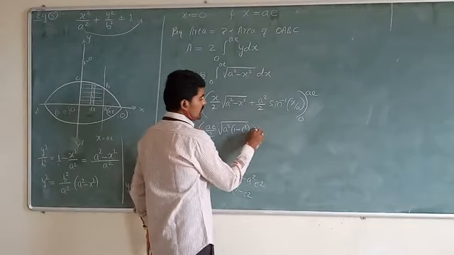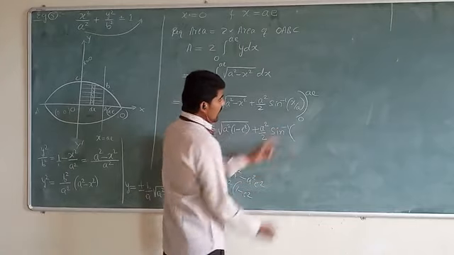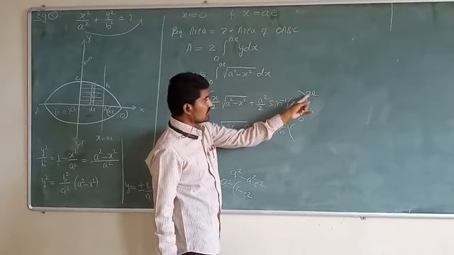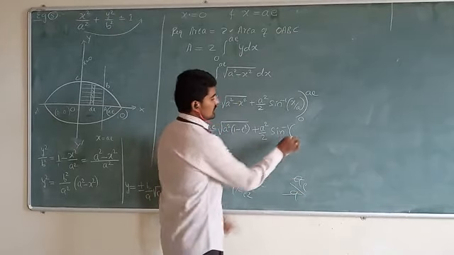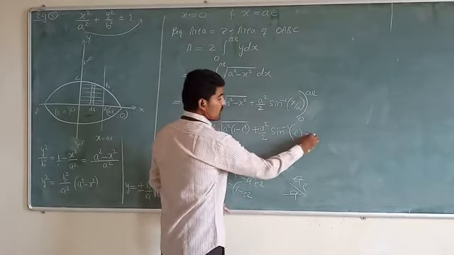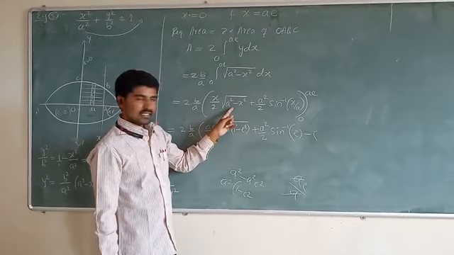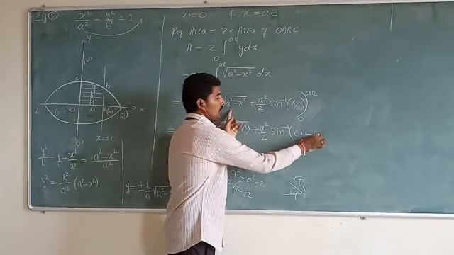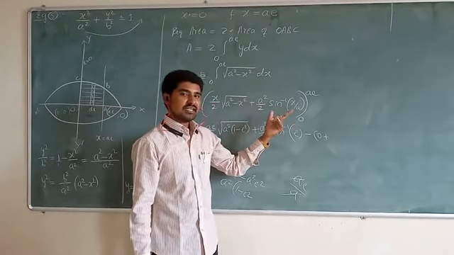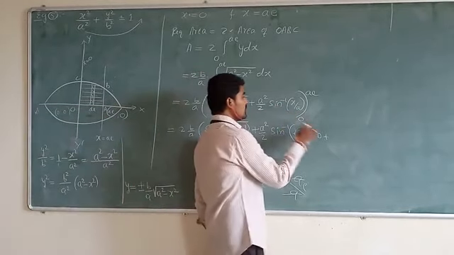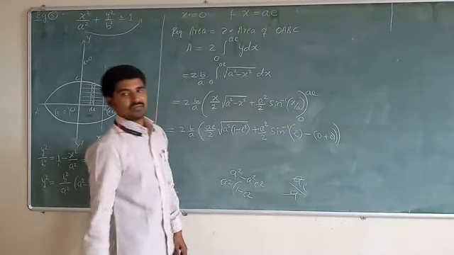Plus a square by 2 into sin inverse of ae divided by a, because x is ae and the a gets cancelled. In sin inverse, minus the lower limit is 0. 0 by 2 is 0, and 0 into anything is 0. Plus a square by 2 into sin inverse of 0 by a is sin inverse 0. The value of sin inverse 0 is 0. 0 into anything is 0. I hope all of you understood.